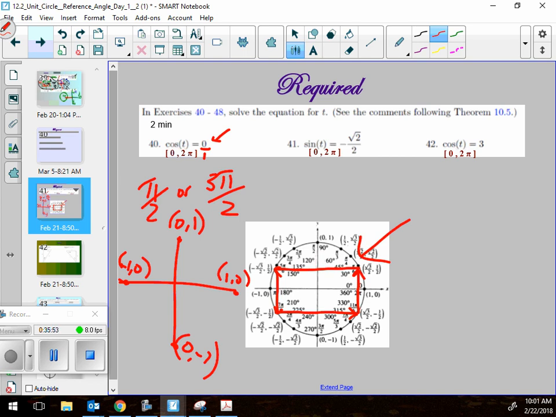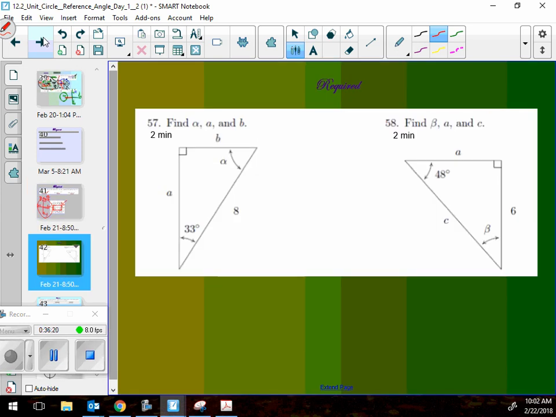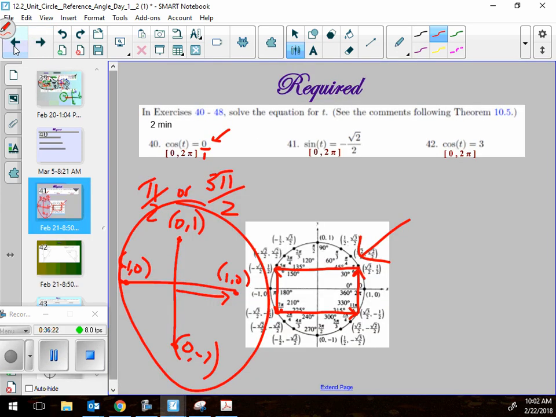But again, I tried one year having kids memorize the chart, and I think it was not as good as just plain drawing the triangles. And for the quadrantals, those are easy to have memorized, right? You know, they're just points on a circle where the radius is 1. Okay. All right. So this page, I already did one of them for you. You do the other 2.